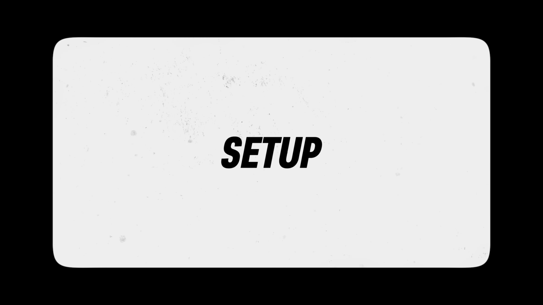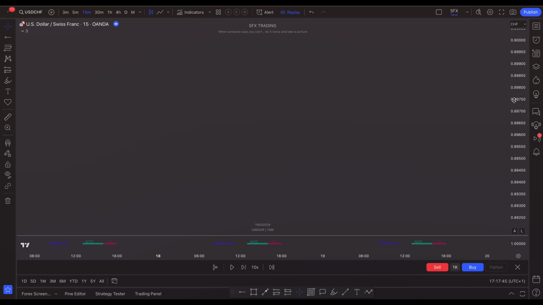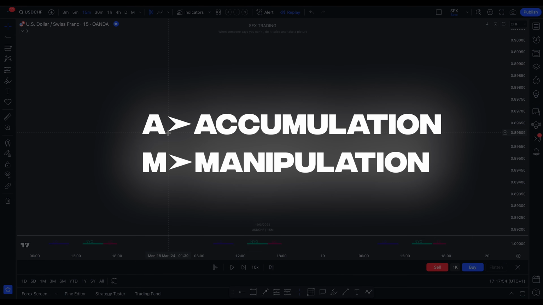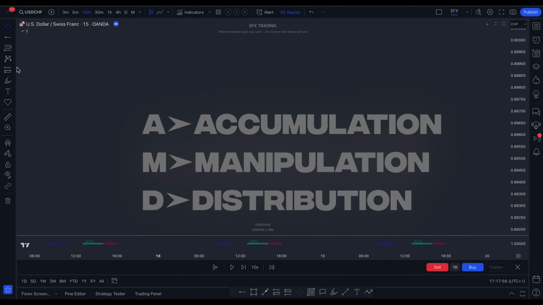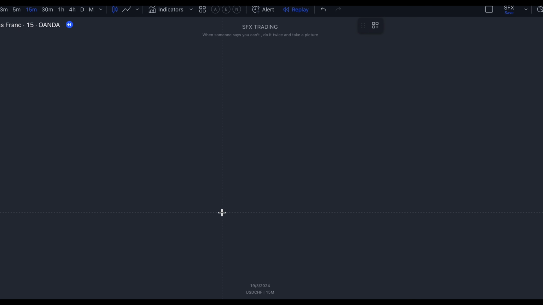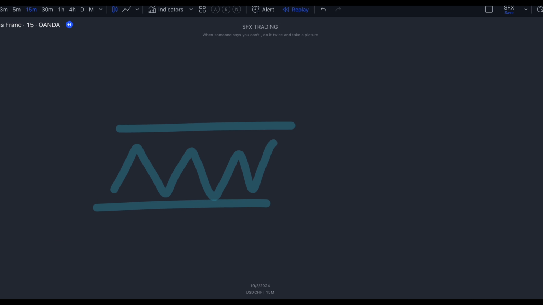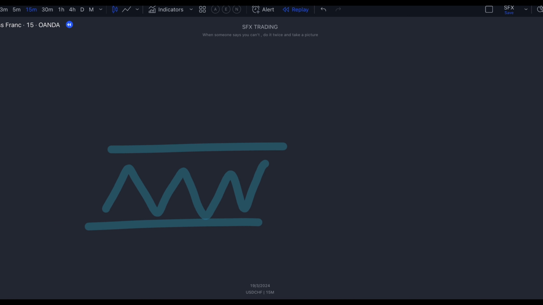The easiest setup you can get on the market is the AMD setup. The AMD setup is basically accumulation, manipulation, and distribution. So what this means on the chart: we have the market in consolidation, which is the accumulation phase. Let's say this is the Asian session, so the Asian session accumulated the orders.